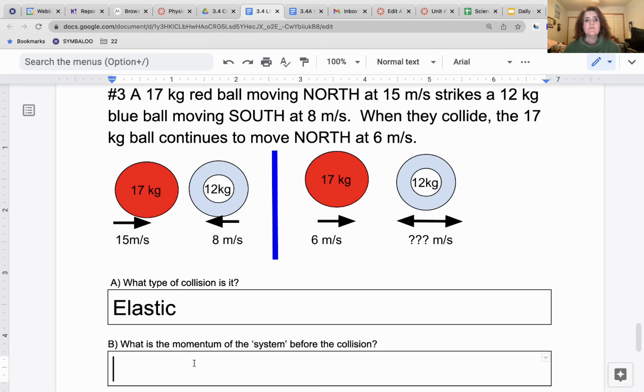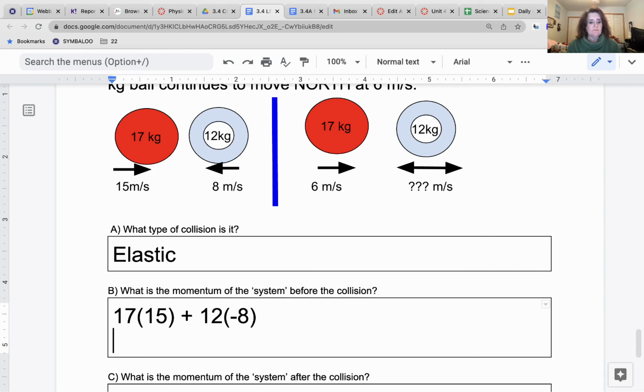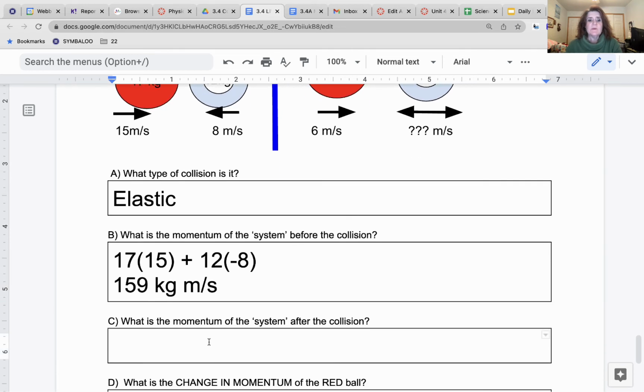The momentum can be found where you have all of your information, which is on the before side. So that will be 17 times 15 plus 12 times a negative 8 as the momentum of the system, which would then be 159 kilogram meters per second. Therefore, the momentum of the system after the collision is 159 kilogram meters per second.